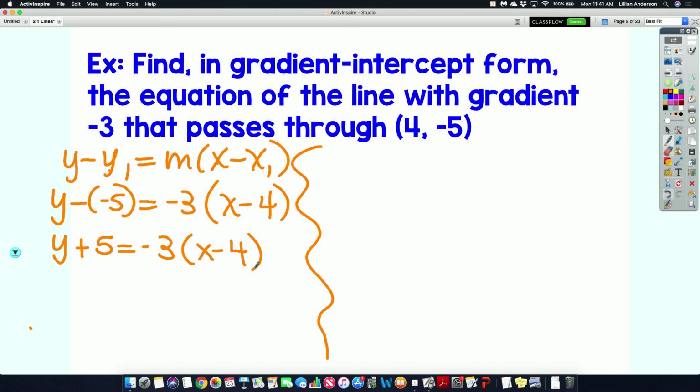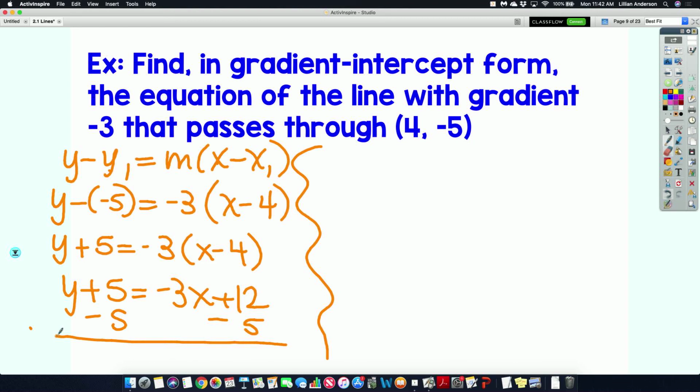But since it asks us specifically which form to put it in, we would need to take this from point gradient form to gradient intercept form. Okay? How can I do that? What would I need to do in this case? Distribute the -3, so -3x plus 12, and then subtract 5. Because gradient intercept form is where it's y equals mx plus c. So you want it in the form of y equals mx plus c. And that's your equation in gradient intercept form. That's one way.